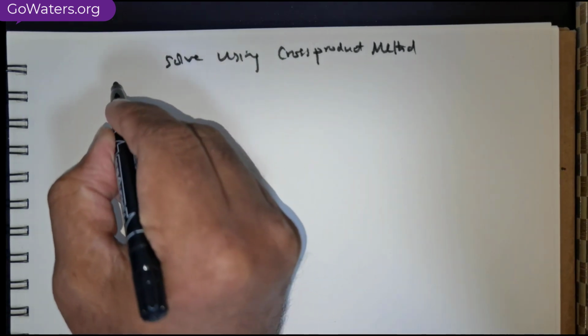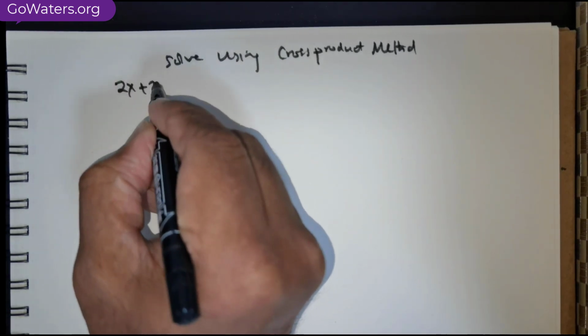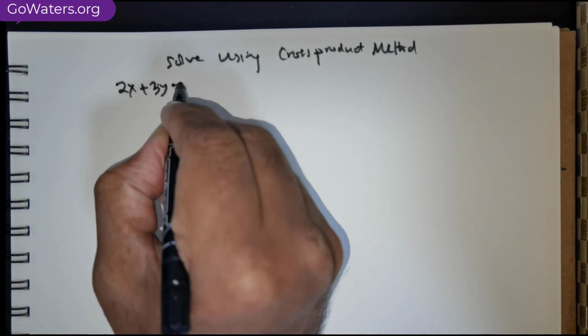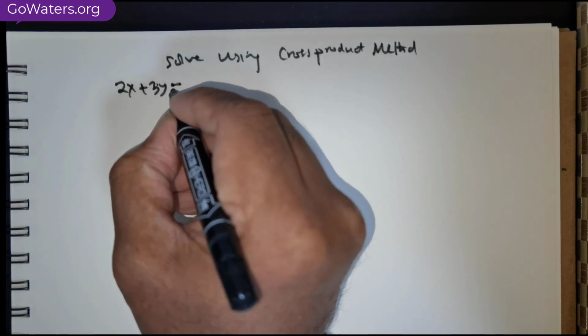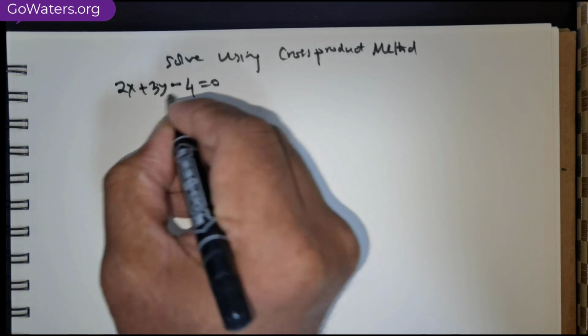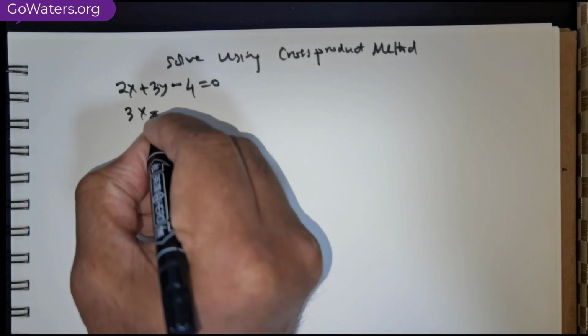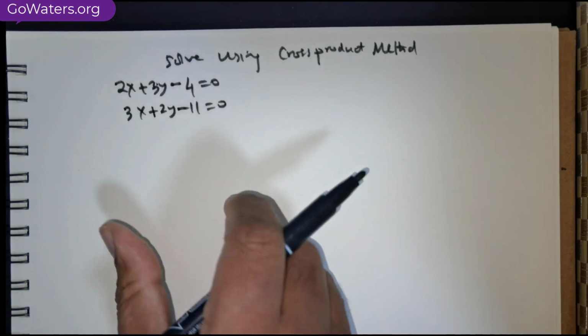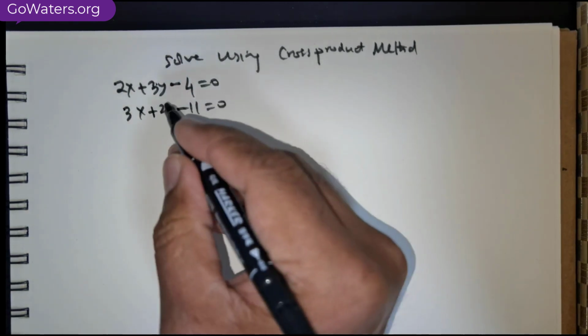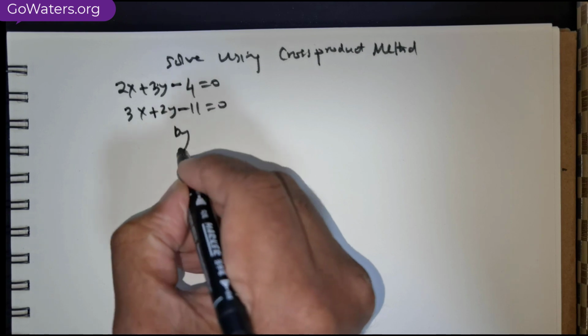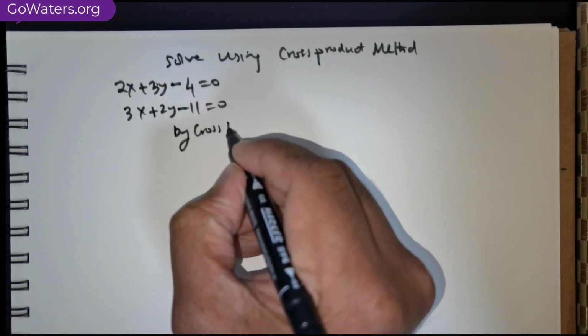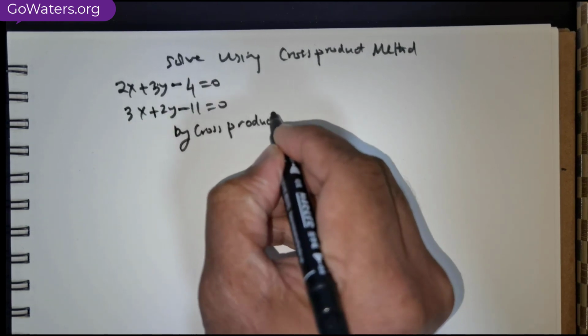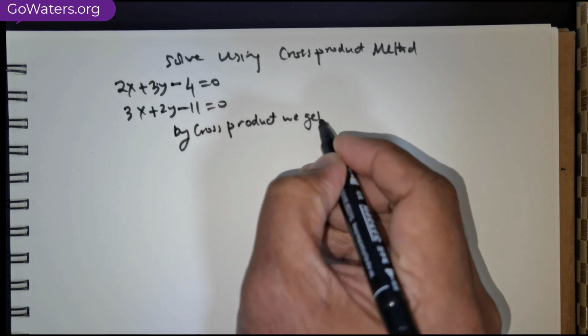And the system is 2x positive 3y followed by negative 4 is equal to 0, and 3x positive 2y negative 11 is equal to 0. So this is in the expected form. Now what we can do is, by cross product, you can simply state that we get, so what do you get?